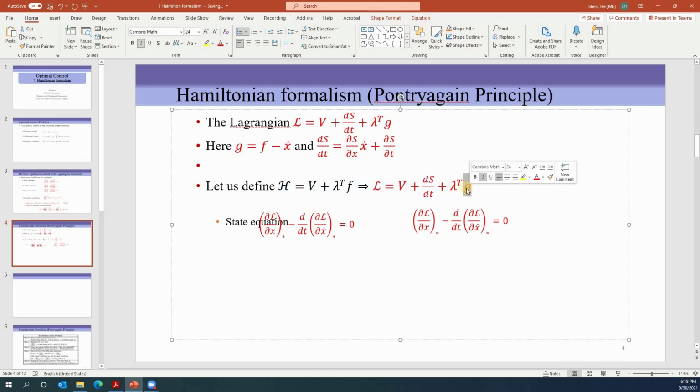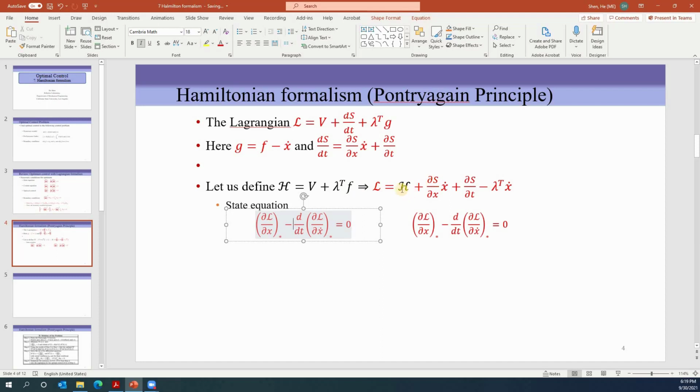So over here, G will be left with a minus lambda transpose times x dot, and the rest is combined with the V to become the Hamiltonian H. And we can plug this back in there. That is the partial S over partial x times x dot plus that. So this will give us the relationship between the Lagrangian and the Hamiltonian.